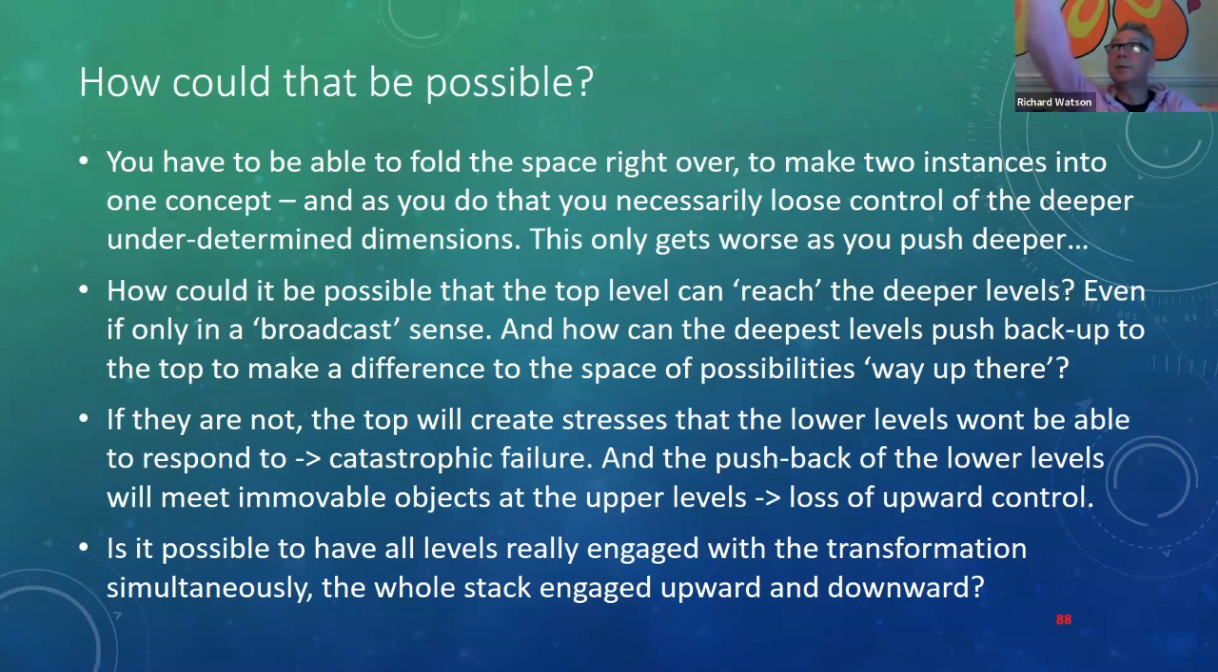How can the genes be pushing back on the physiology of an organism to say what kind of physiological changes are possible? But if they don't have that connection, then the top will create stresses that the lower levels won't be able to respond to. That's catastrophic failure. And the pushback at the lower levels will meet immovable objects at the upper levels and a loss of upward control. Is it possible to have all of the levels really engaged with the transformation process that needs to happen simultaneously, the whole stack engaged upwards and downwards?